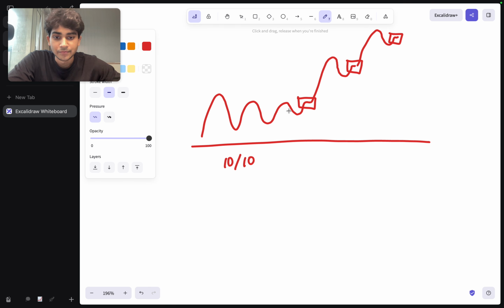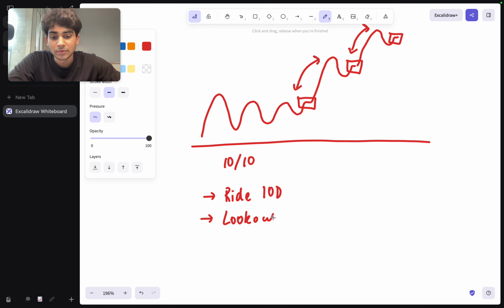Now, what did Cupid do? Right? Cupid gave me this big base, and then I captured this entire up move in Cupid. After that, I saw another flag, and then I captured this entire up move in Cupid. This is exactly what you want to try and do as a swing trader. What are the key points here? Ride momentum, right? Ride 10-day. The second key point, look out for flags, right? That's very important that you have to keep looking out for flags, and all criteria should be met. All entry points are needed.